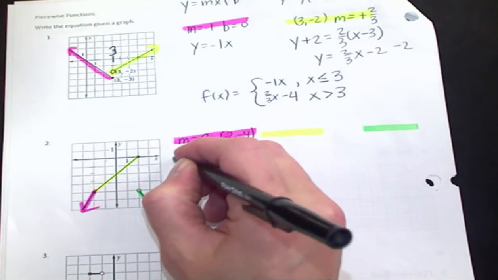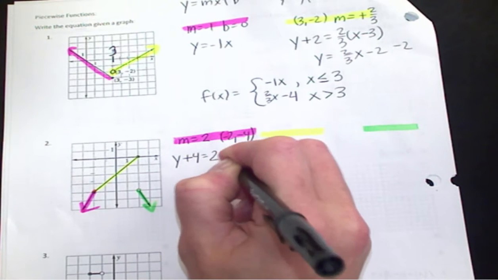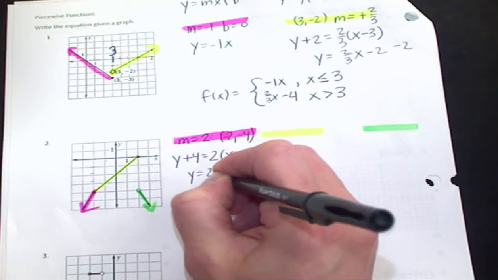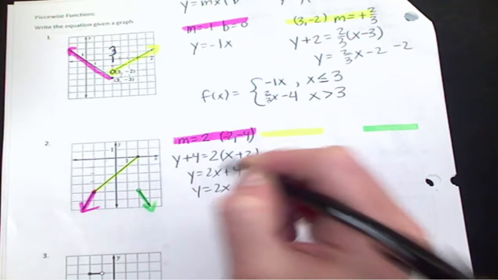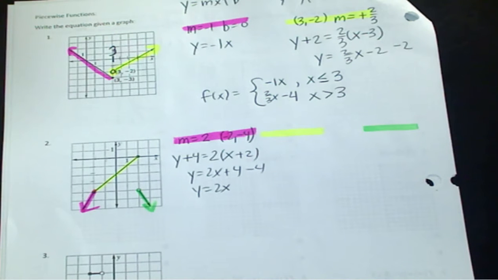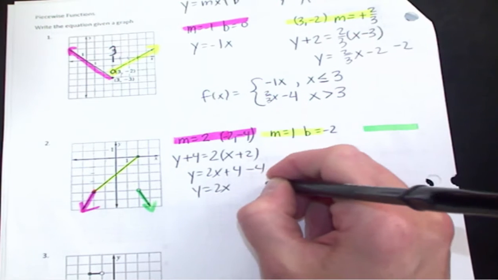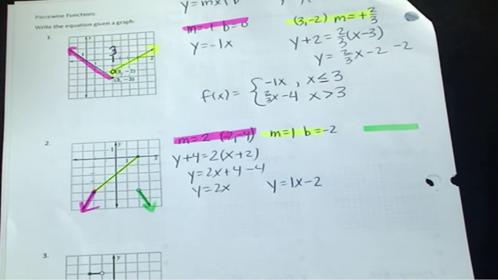Okay. Y minus y1, slope x minus x1. Now those numbers are pretty easy, so I just get 2x. Okay? Yellow. Slope is 1, b is -2. It's kind of like the clues. You just have to pick the information off the graph.